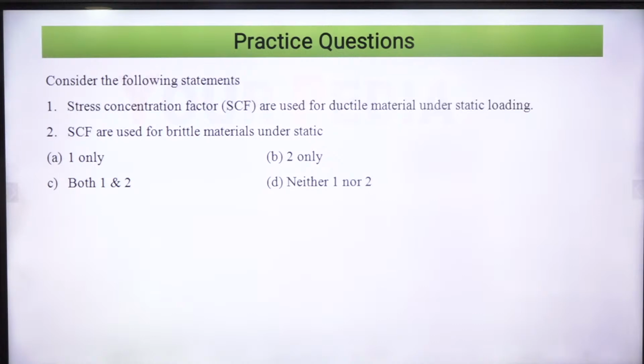Consider the following statements. Stress concentration factors are used for ductile materials under static loading. Stress concentration factors are used for brittle materials under static loading.